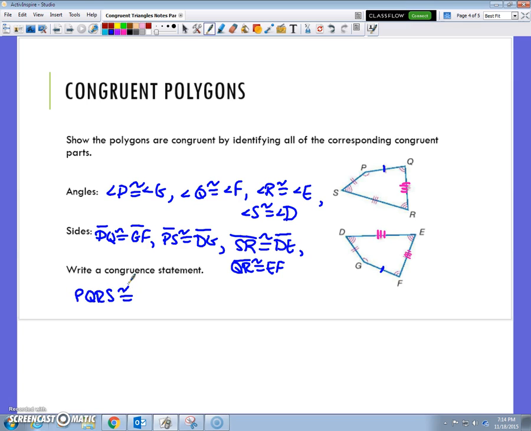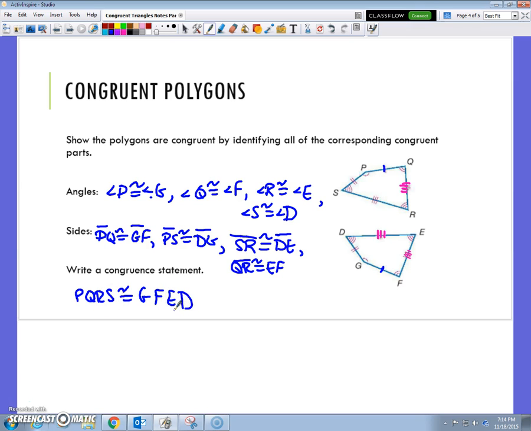Now it should be a little easier for me to write my congruent statement because I know P and G need to line up. So I'm going to say G first, since they both have 1. And then I want Q. I know that goes with F. So G, F. R goes with E, and S goes with D.